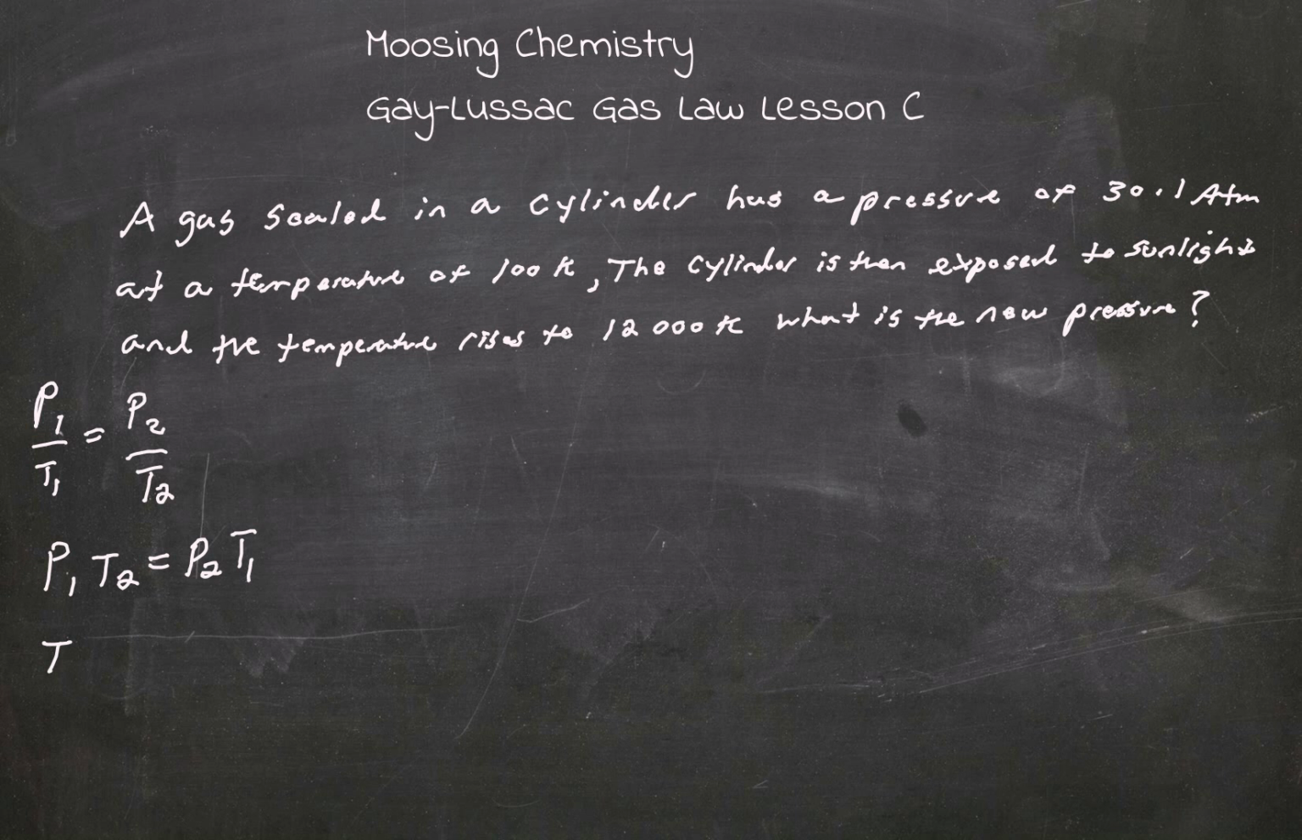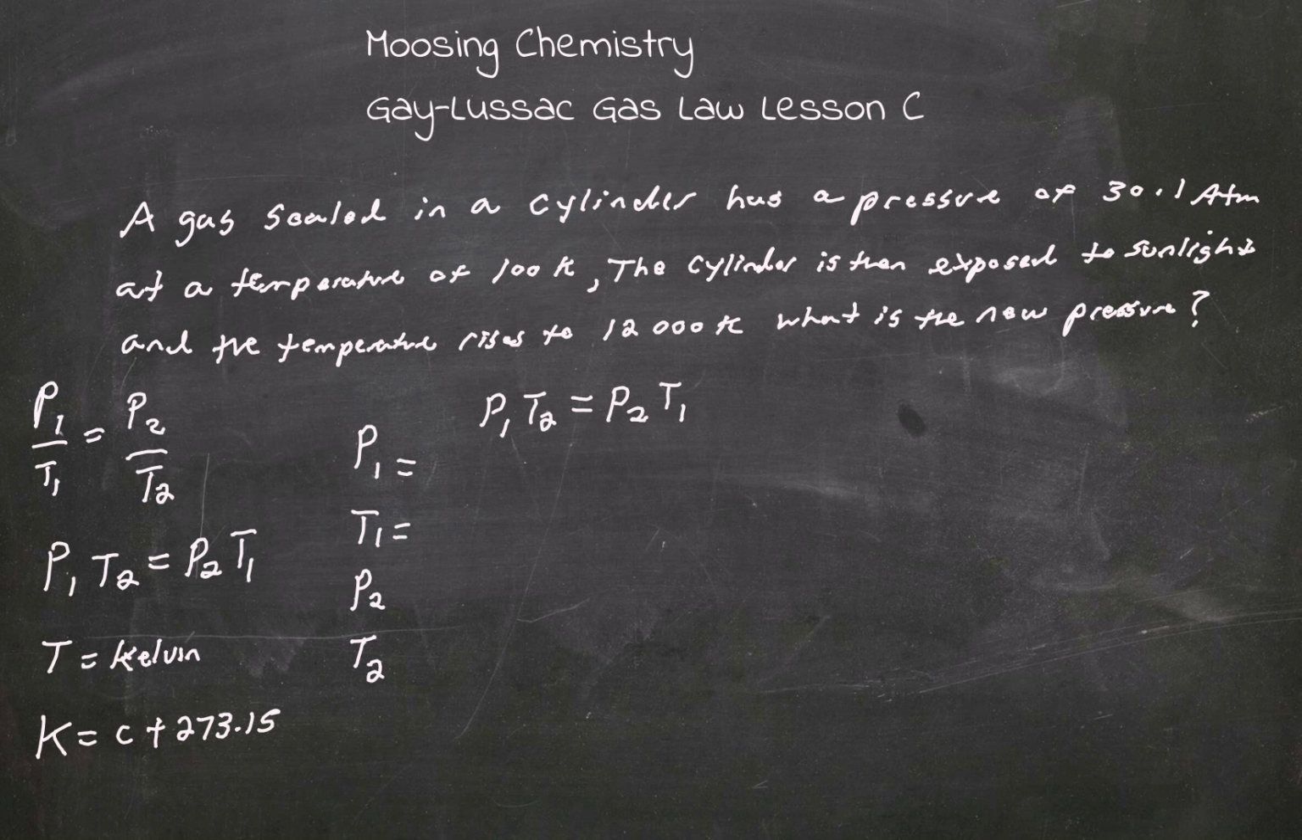And remember that temperature has to be in Kelvin, okay? That's really important. And if it's not, you're going to use K equals C plus 273.15. Oh, come on, that's really simple. All right, now, first thing I want to do is write P1 T2 equals P2 T1. So now I go P1, T1, P2, T2. All right, let's go ahead and find out who's who, okay?